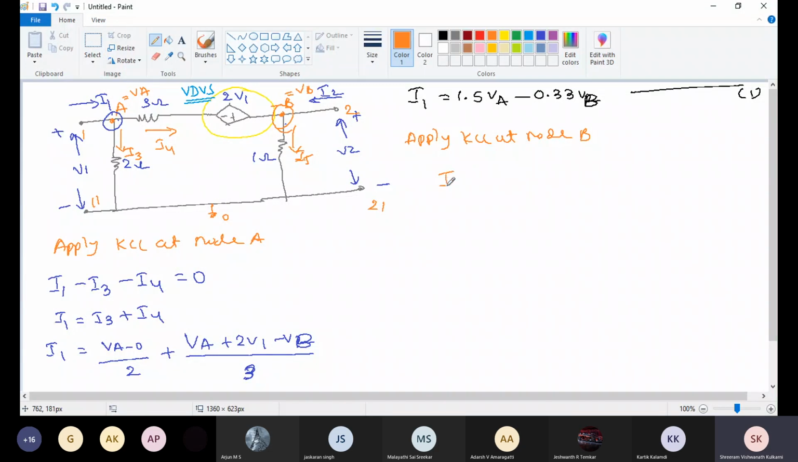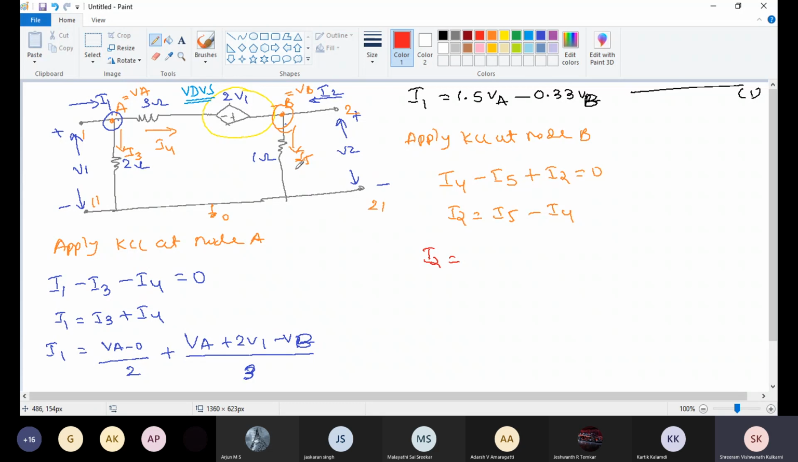I4, then minus I5 plus I2 plus I2. I4 minus I5 is 0. Yes. Now I can write I2 equals I5 minus I4. Now tell me for I5.